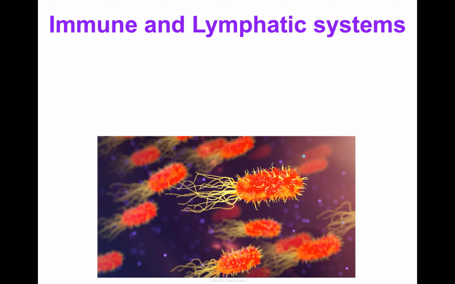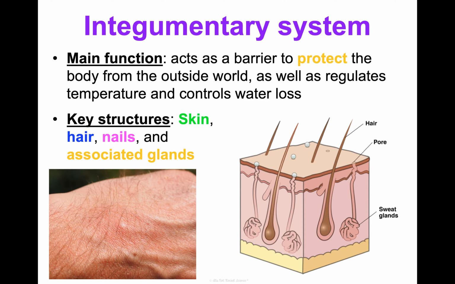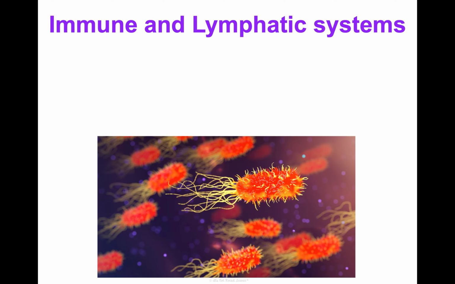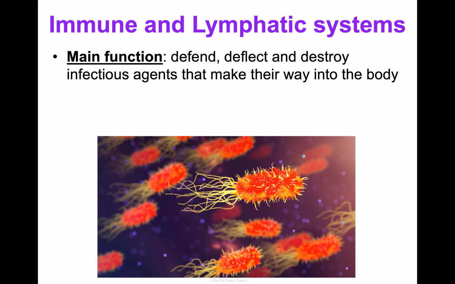associated with that. And I'm going to teach it in conjunction with the immune system, because the immune system and lymphatic systems are really tricky. And so I think the integumentary system is an easier one to grasp. And so I think together it'll make it a lot clearer for us. So, main function: defend, deflect, and destroy infectious agents that make their way into our body.